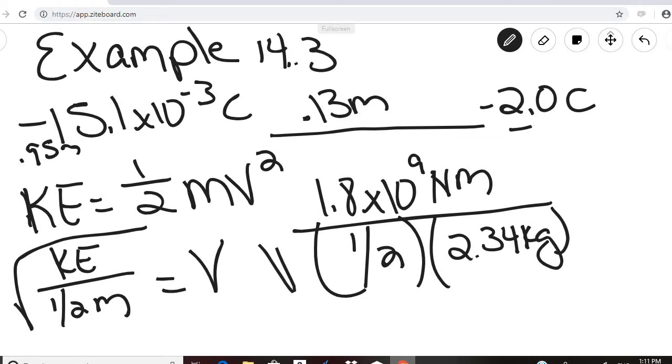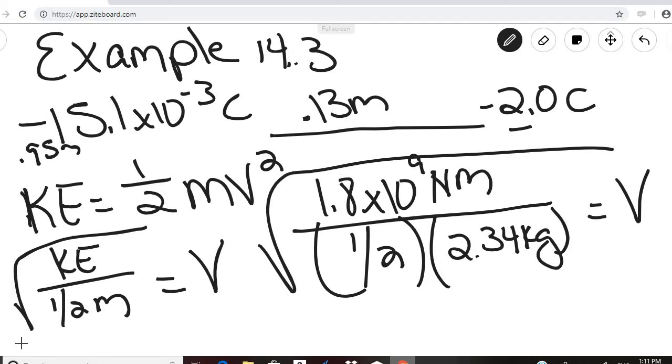I'm going to take the square root of all that to get the velocity. So let's go ahead and change this just so we can see units. A Newton meter. A Newton is a kilogram meter per second squared, and then we had a Newton meter. So kilograms will cancel, and we'll have meters squared over seconds squared. So when you take the square root of that, you will get meters per second.